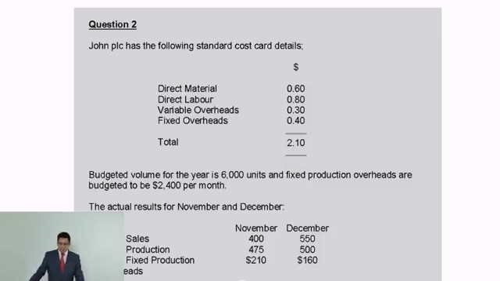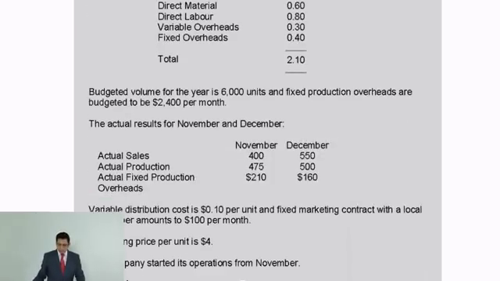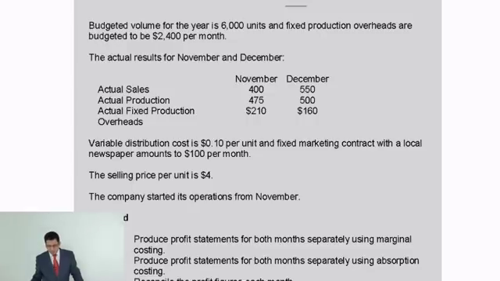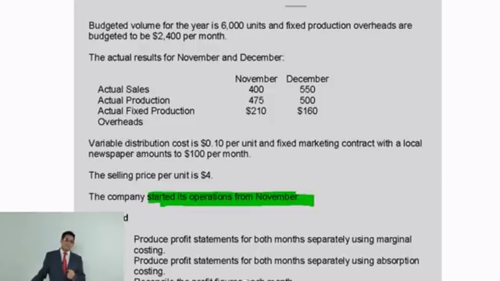Okay, the actual results for November and December are as follows, meaning how many actual units they sold, actual production, actual fixed production overhead costs of 2 months. Variable distribution cost is 0.10 per unit, and fixed marketing contract with a local newspaper amounts to $100 per month. The selling price per unit is $4. Is it okay? The company started its operations from November, meaning November was the first month. So what is the importance of this statement to my question? Why do I need to know this? Oh yes, you are very right. I hear you saying that because November is the first month of operation, there will be no opening inventory for November. Precisely.